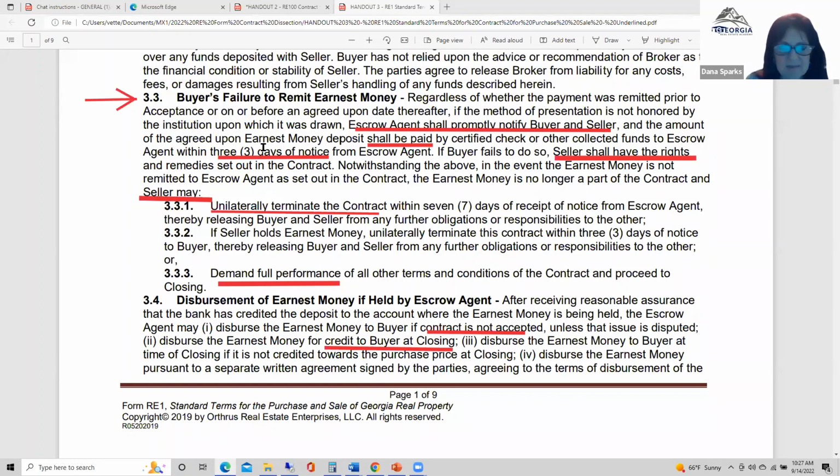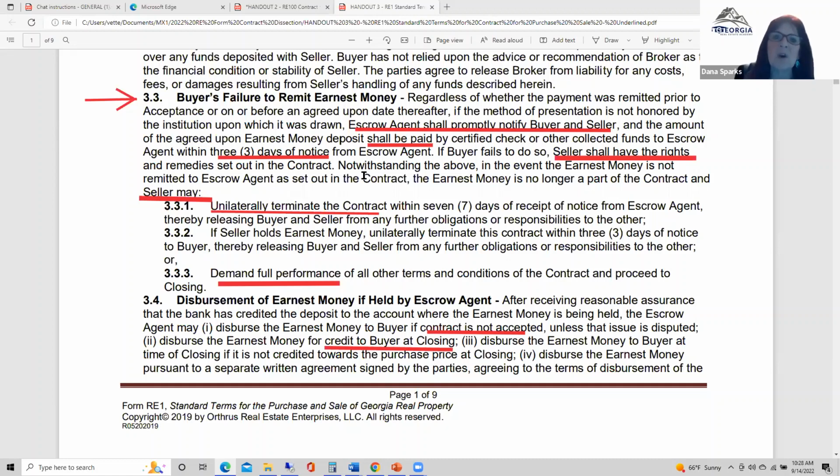So what does all this mean? All of this means, so basically what happens, a buyer doesn't send the earnest money or it's not honored by the bank. The escrow agent then sends notice. So there's a default that constitutes a buyer default. Buyer said they were going to do it, they didn't do it, that's a default. The holder then sends notice to the buyer and seller saying, look, the buyer has defaulted on the contract.